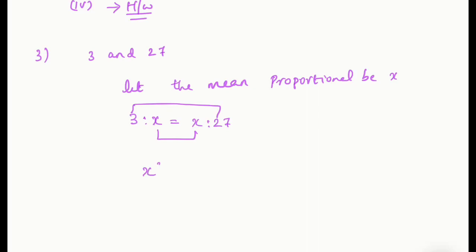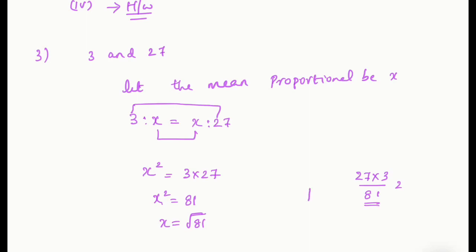x into x is x square, equal to 3 into 27. So what is 27 into 3? 3 7s are 21, 2 balance, 3 2s are 6, 6 plus 2 is 8, so 81. So x square is equal to 81. So x is equal to root of 81, right? A square is here, so how do we find out the root?